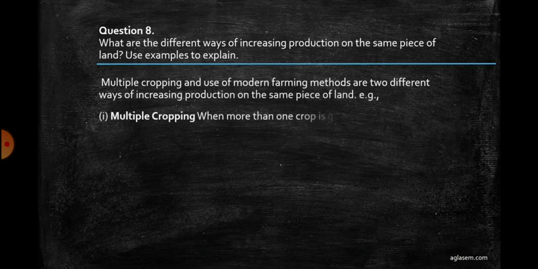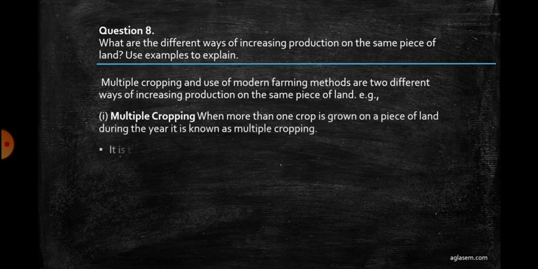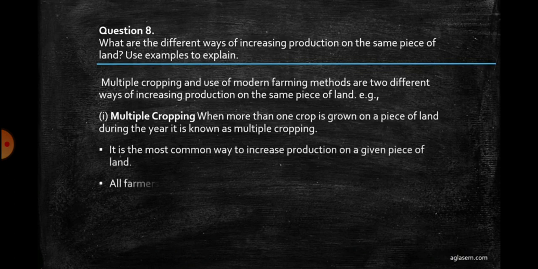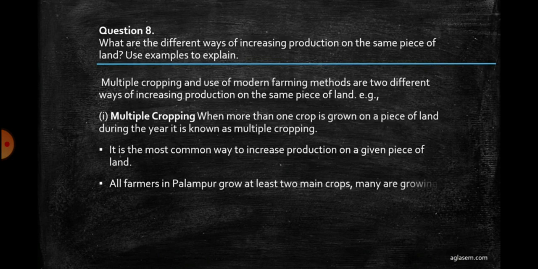Multiple cropping: when more than one crop is grown on a piece of land during the year, it is known as multiple cropping. It is the most common way to increase production on a given piece of land. All farmers in Palampur grow at least two main crops. Many are growing potatoes as the third crop in the past 15 to 20 years.